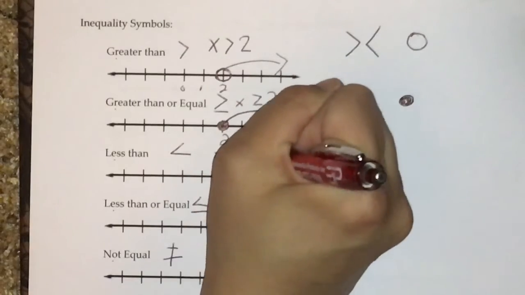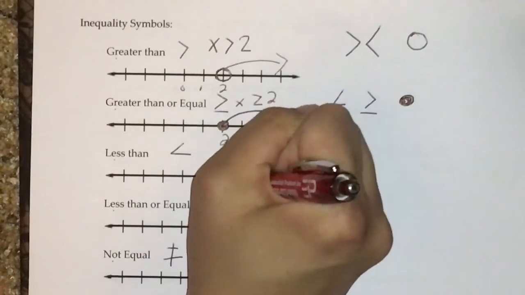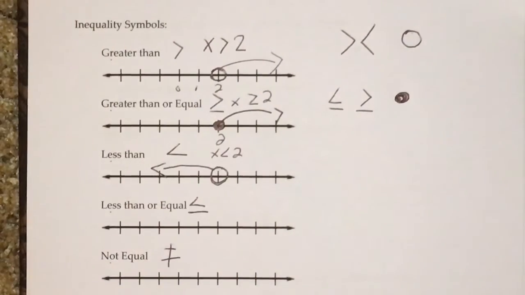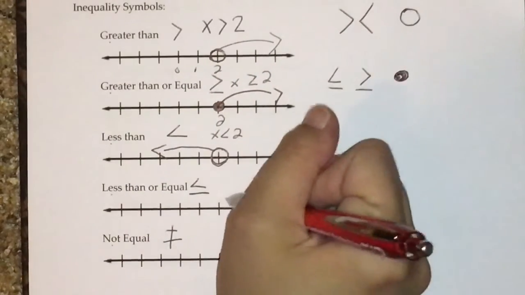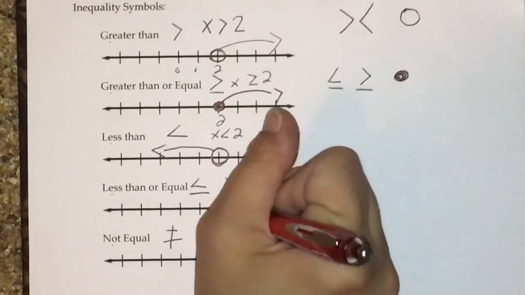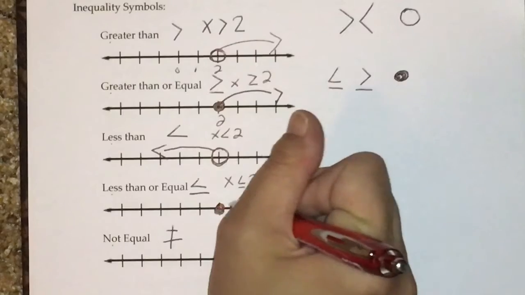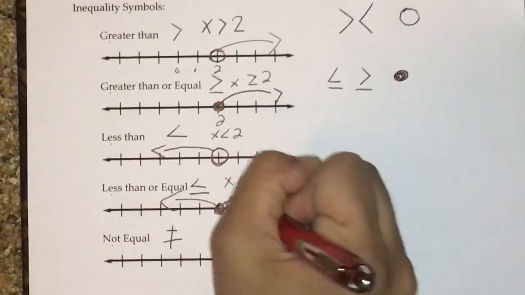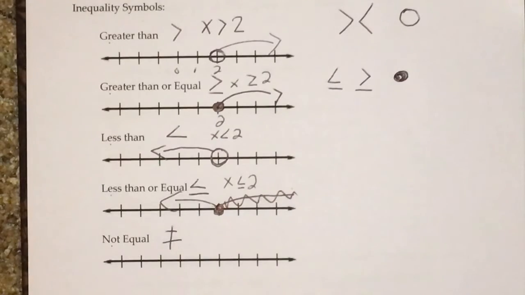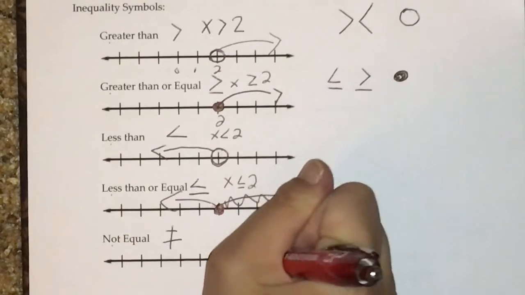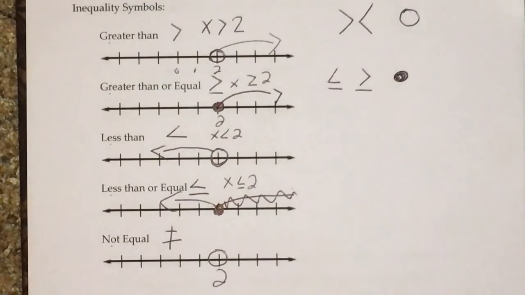X is less than 2 is going to be an open circle. That means that it's going to go to the left. It's going to go to the lower numbers. X is less than or equal to 2 will be a solid circle because that means it can equal 2, and it's going to be going to the left, because it's less than. And the last one is just does not equal. So we have an open circle on 2.